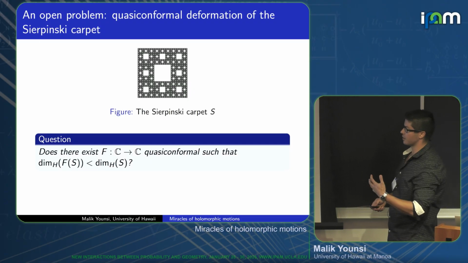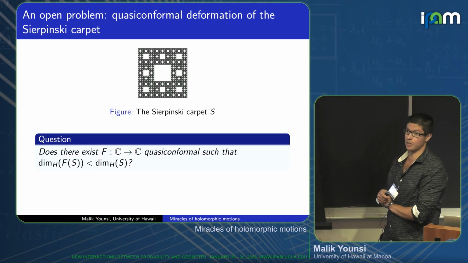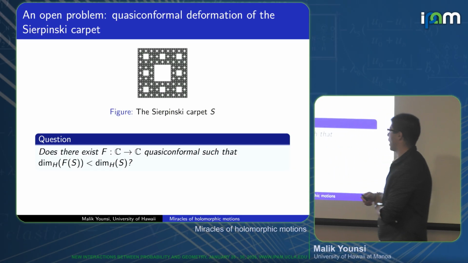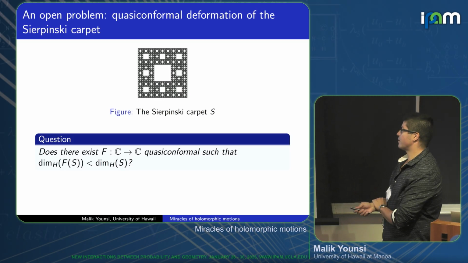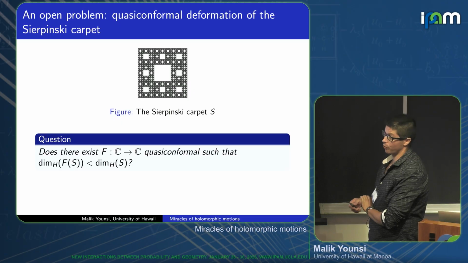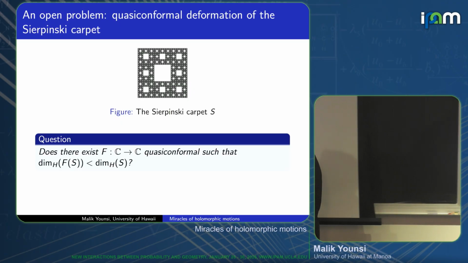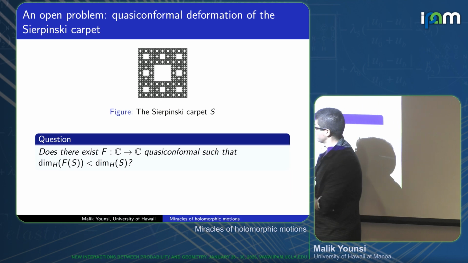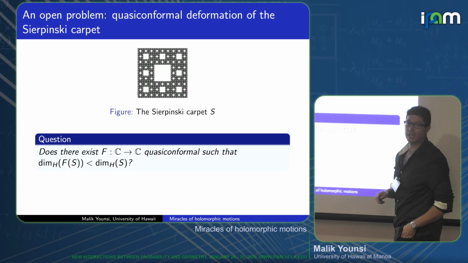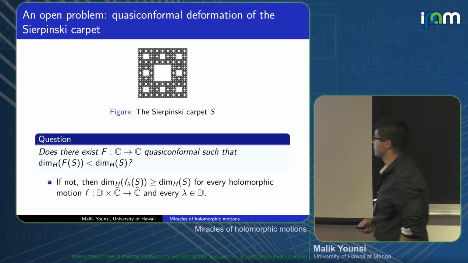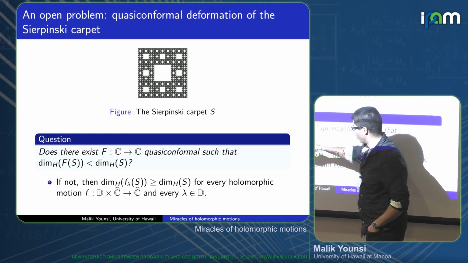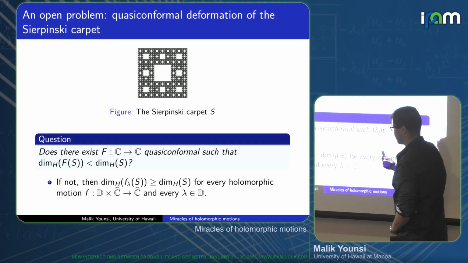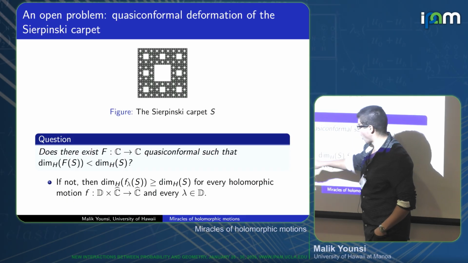Is it possible to decrease the dimension of the carpet by a quasiconformal mapping? It's still unknown whether it's possible or not. What I've been working on with one of my students is to approach this question using holomorphic motions. Basically you apply holomorphic motions to the Sierpinski carpet and try to see what you can say about the dimension of these holomorphic deformations of the carpet. The idea is that if the answer to this question is no, then the dimension is always greater than or equal for any quasiconformal mapping. That would tell you something about holomorphic deformations of the carpet.